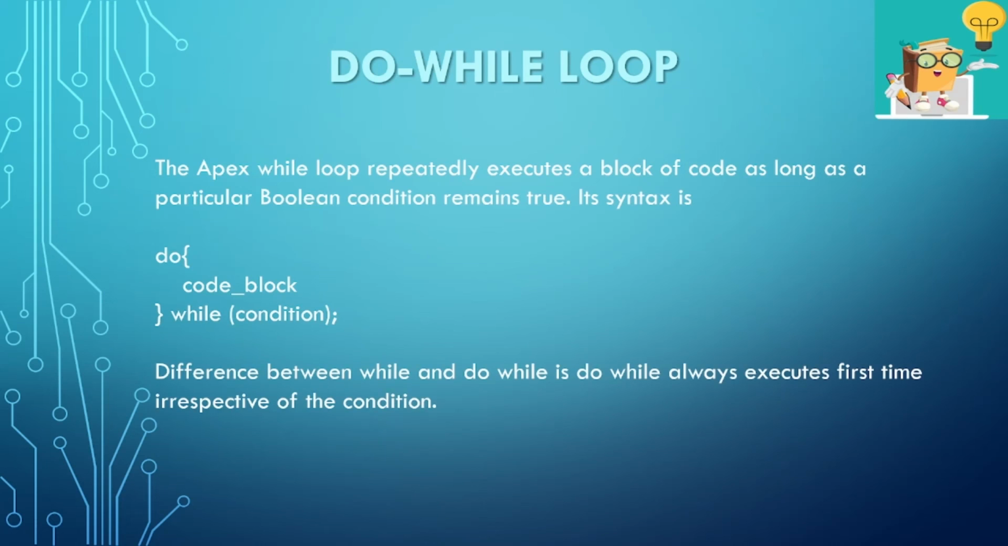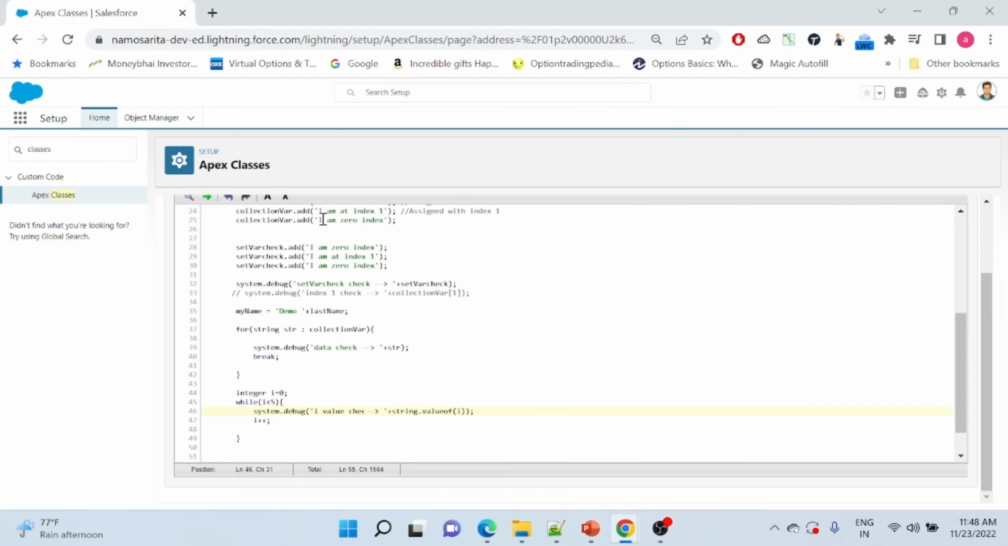Okay, and the last one is do while. So there is a slight difference between while and do while. As you have seen, in while we are first giving the condition here. But let's say you get a scenario where the first time your code has to execute, irrespective of whatever the condition is, and then it should start checking the conditions. In that type of scenario, you will go ahead with the do while loop.